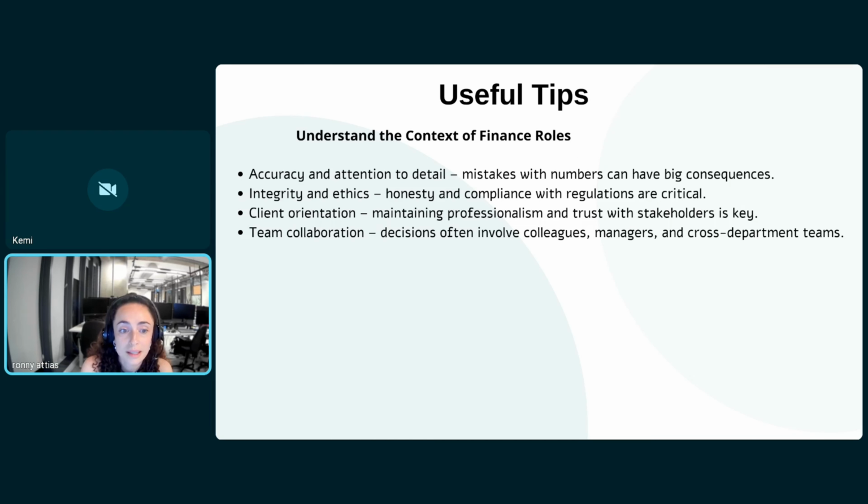Notice that making mistakes with numbers can be of big consequence. So when you are working in the finance industry, you want to make sure that you bring forward that you are detail oriented and that you are accurate. Next, integrity and ethics. Of course, honesty is very important. You want to show that regulation is critical to you and that you take it seriously. Client orientation or client service, right? You want to maintain professionalism and you want to create trust with your clients.